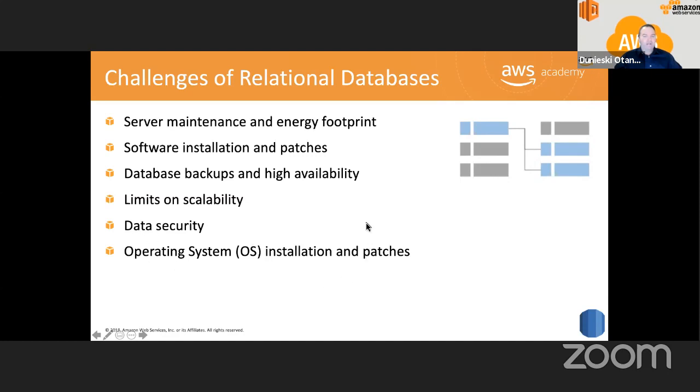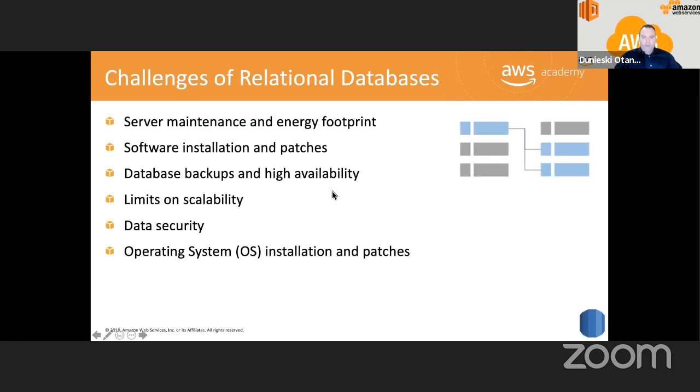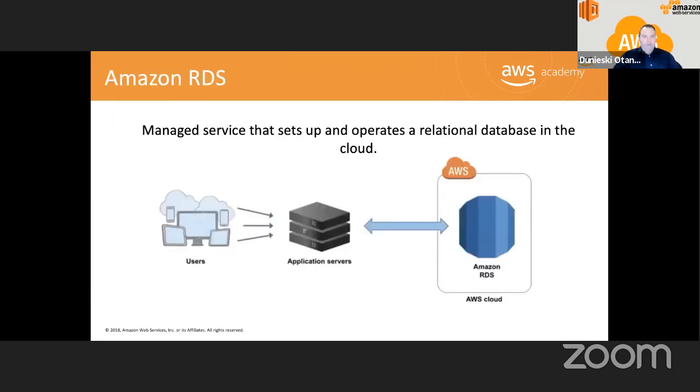So these are the challenges that you will come across if you have your own database and all that. Now, Amazon RDS is a managed service that sets up and operates a relational database in the cloud. This one is not fully managed because you have to choose the engine, and you have to do some configuration there. So it's not fully managed. It's not like DynamoDB that is completely managed.